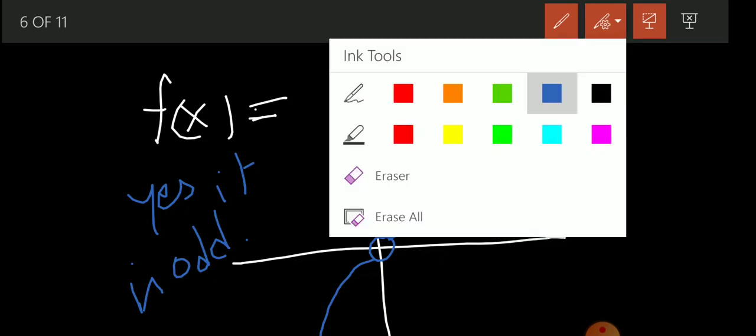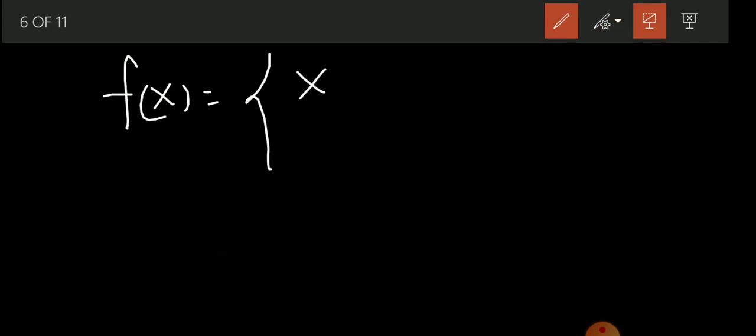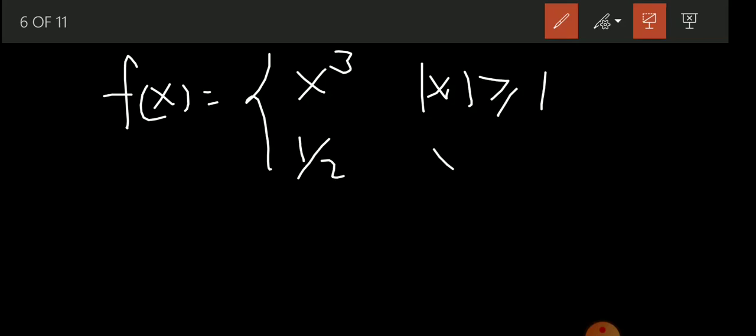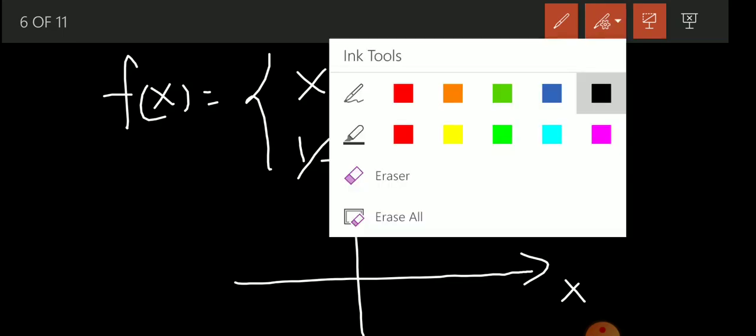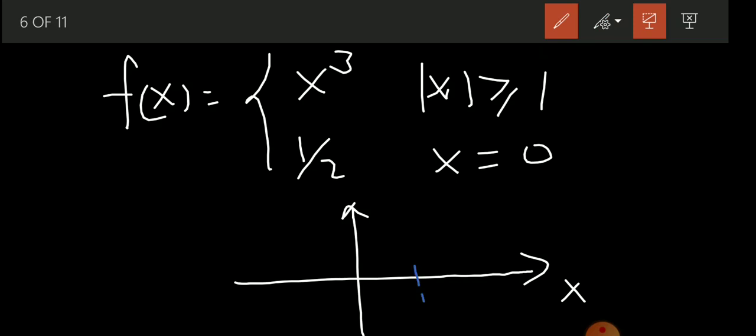Correct. Now if we make the same question this way, suppose we take a question: f(x) equal to, we define it this way, x cube for mod x greater or equal to 1, correct, and 1 by 2 for x equal to 0. Now you have to test whether this function is odd or not. This is the graph of this function. Mod x greater than 1 means we have to think about greater than 1 and less than minus 1.